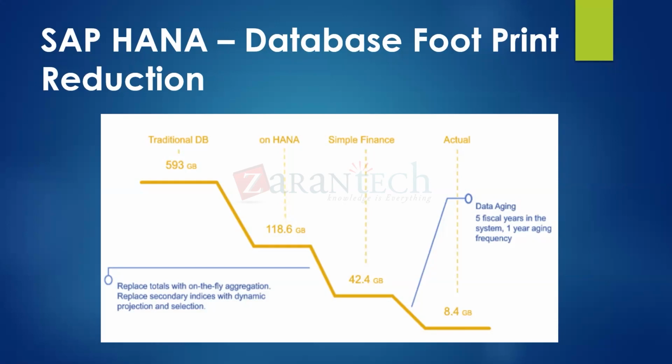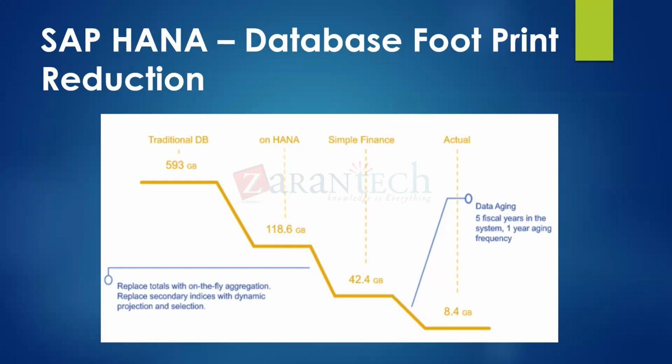S4HANA uses modern technologies like columnar-based data storage, and it uses OLTP and OLAP in the same system, and it simplifies so many processes. It reduces redundancies. Earlier, we used to have several tables with the same data, which is redundant data and occupies more database size. Now with S4HANA, all these things are not required.